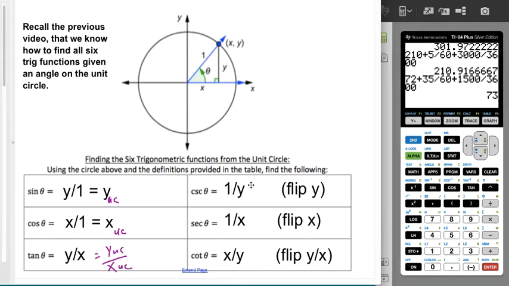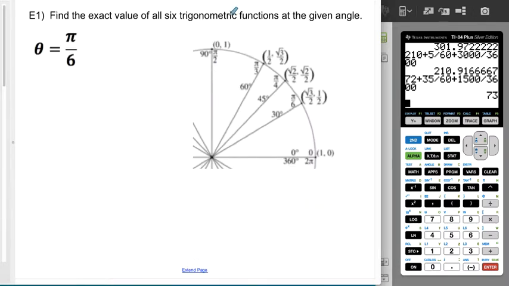To be clear, because sometimes your problems are going to have an x as the angle, which is not the same as the x on the unit circle, right? So sometimes I'll call it xuc or yuc to make it clear that what we're looking at is the x or y value on the unit circle. So we're going to find the exact value of all 6 trig functions for this particular angle.